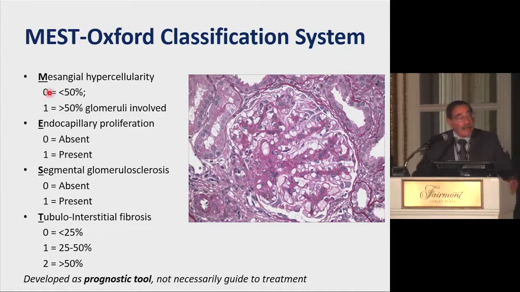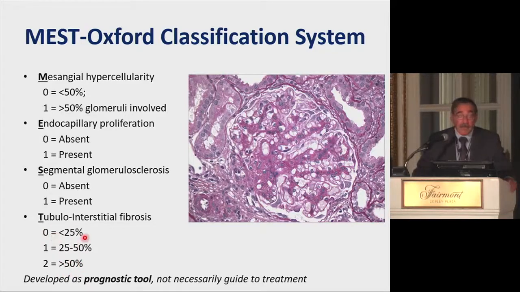M is mesangial hypercellularity. If it's less than 50% of the glomeruli, you don't even get your 1 point. If it's over, you get a point, and the more points you get, the worse you're going to do. So that's why this guy who only had 40% mesangial hypercellularity, that's not a bad finding. Endocapillary proliferation, absent or present. Segmental sclerosis, absent or present. Tubulointerstitial fibrosis, less than 25% 0, 25 to 50% 1, over 50% a 2.